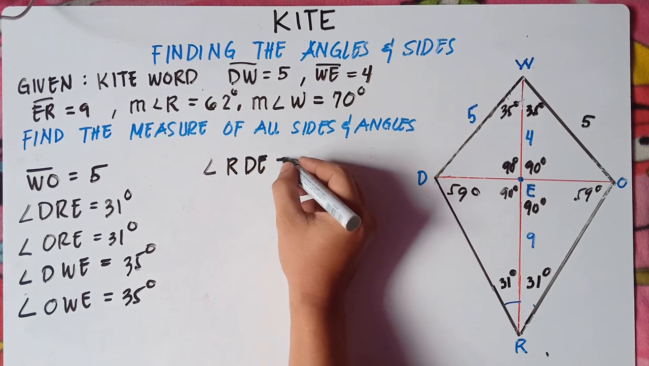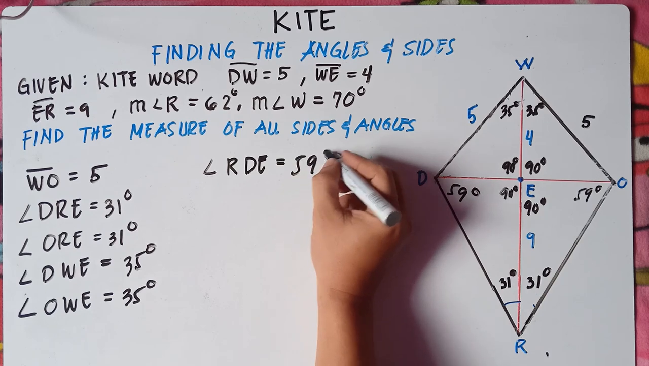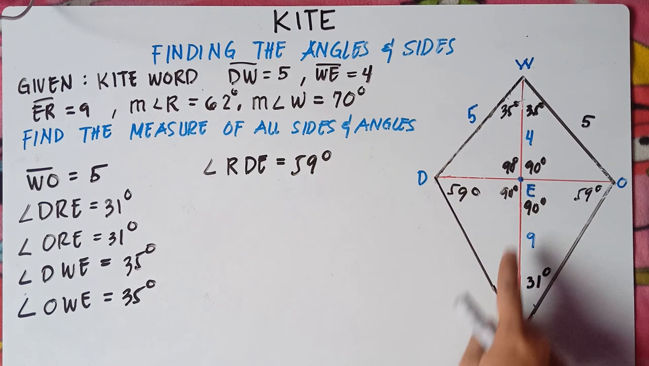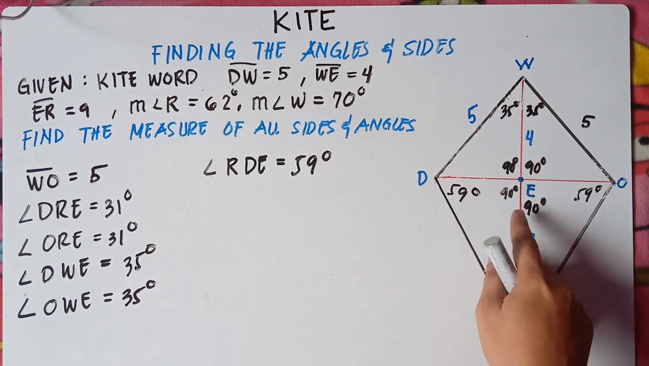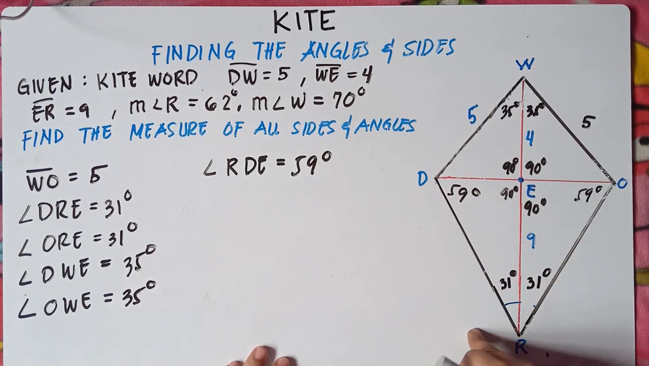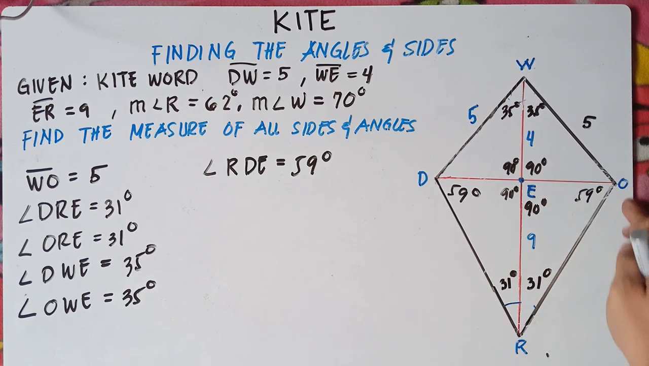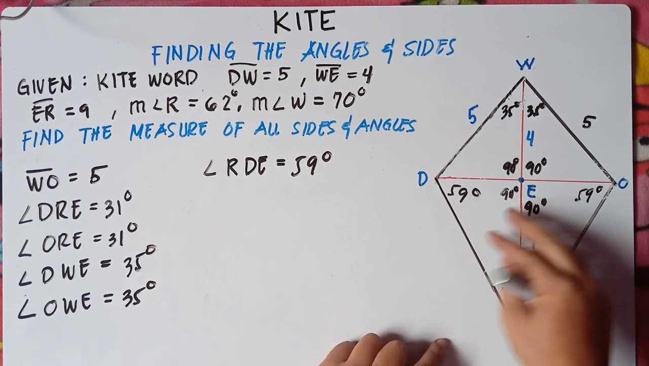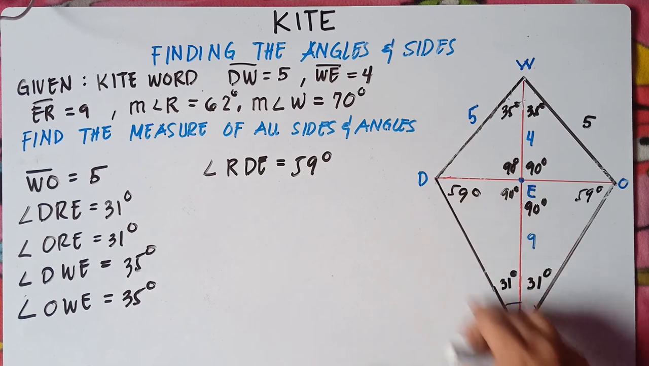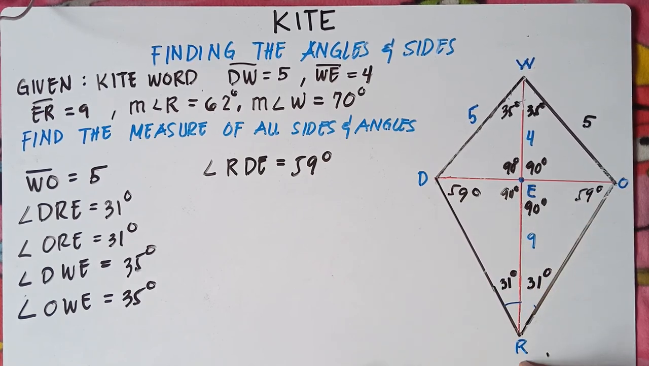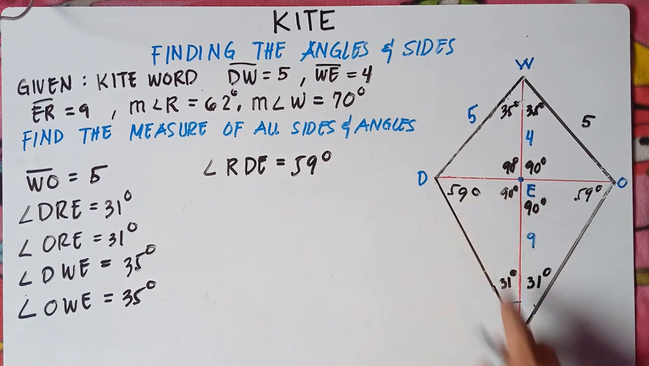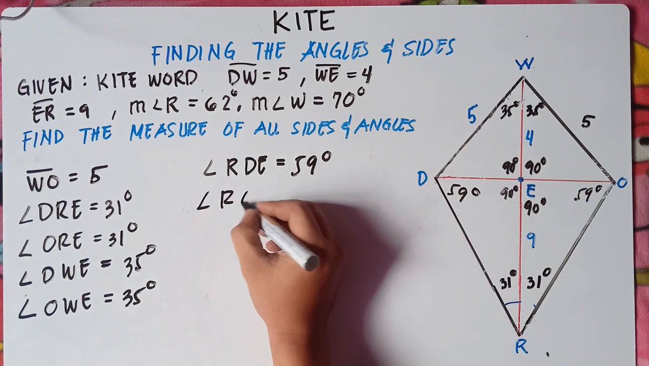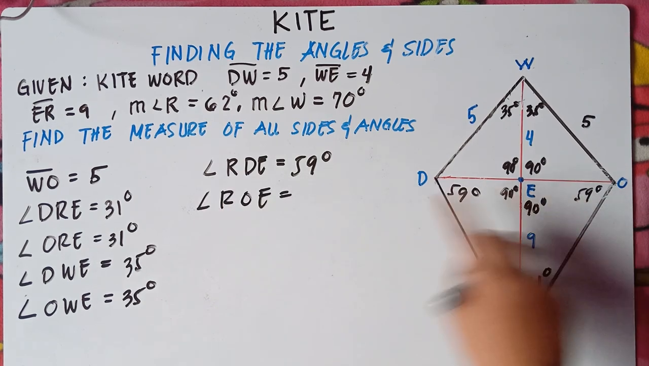Angle RDE is equivalent to 59 degrees. Once again, class, you can read this angle as RDE or EDR. That would be the same. If you read this one on the left side as EDR, on the right side you can also read it as EOR. It should be symmetrical, class. Since we read it as RDE, on the right side we read it as ROE. So angle ROE should be 59 degrees.